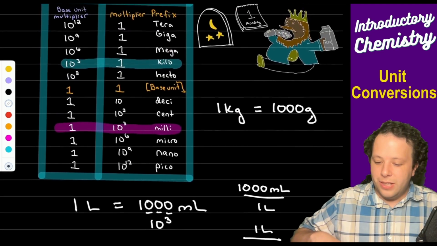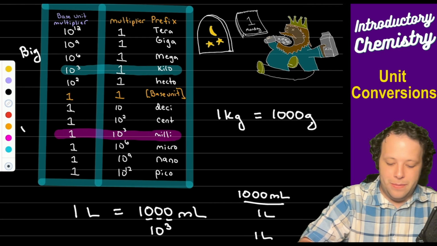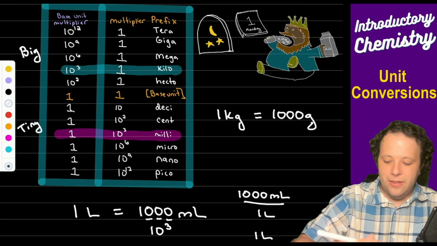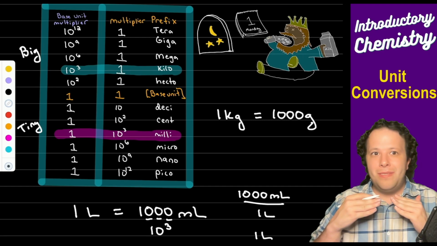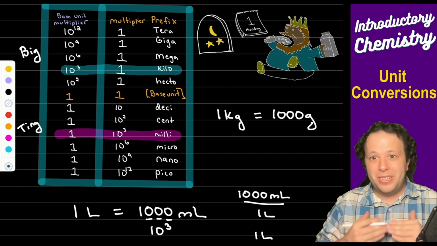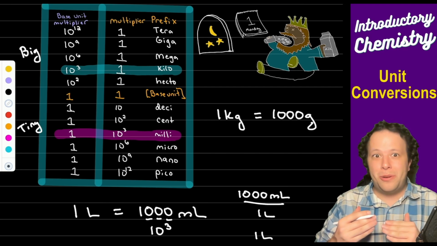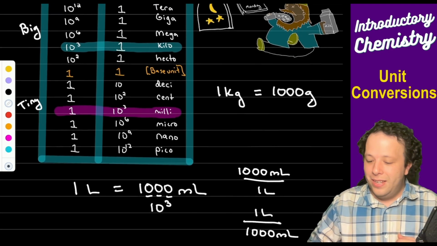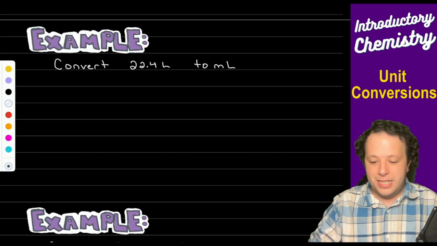The way to really look at this table is everything on the top is big, everything on the bottom is tiny, and that's in respect to the base unit. So that's kind of the idea here, is how many of them does it require to make that thing. Now, let's try to do some examples of that and try to practice it for ourselves.